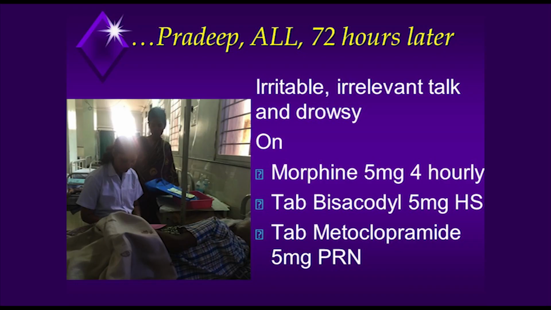Same boy, he was on morphine. 72 hours later, he was quite comfortable. But then we heard that this boy was very irritable, talking irrelevantly, and drowsy. A child with relapsed leukemia, in pain, we put him on morphine, but he became drowsy, irritable, and talking irrelevantly. What is happening?